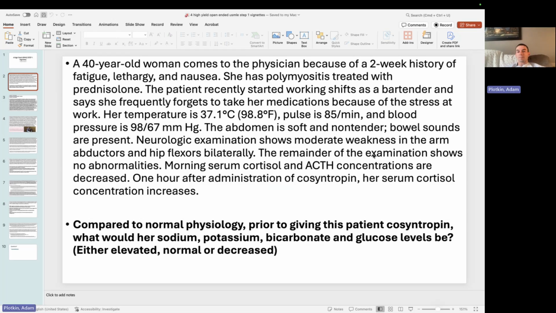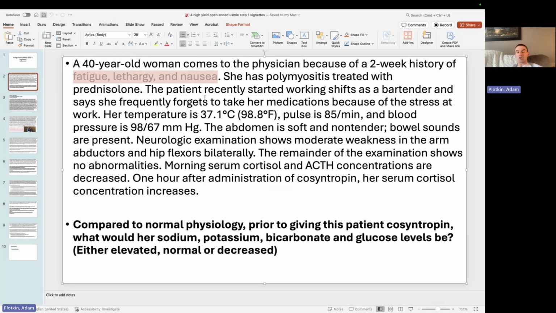All right. So this patient, right off the bat, we should be thinking about adrenal insufficiency, right? There's a couple things that key it in, but all in all, she's got the fatigue, lethargy, nausea. Those are very non-specific signs and symptoms, but they're very common in adrenal insufficiency. The patients often also have abdominal pain, right? But then we get down to the nuts and bolts, and her morning serum cortisol and ACTH concentrations are decreased. So that helps us confirm the diagnosis of adrenal insufficiency.